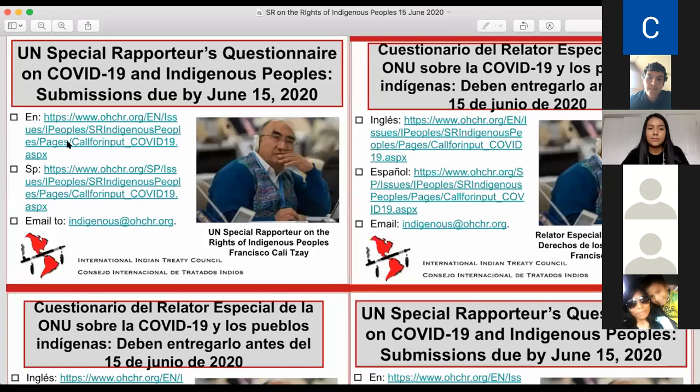If you can take a look at the screen right now, the Special Rapporteur has a questionnaire out with submissions due by June 15th. The deadline is coming right up, and it's really important. He's asking for information on the impacts of COVID-19 on the human rights of Indigenous peoples. You can find this questionnaire at the Office of the High Commissioner for Human Rights website, as well as at the IITC website.